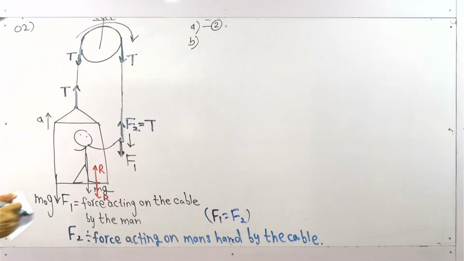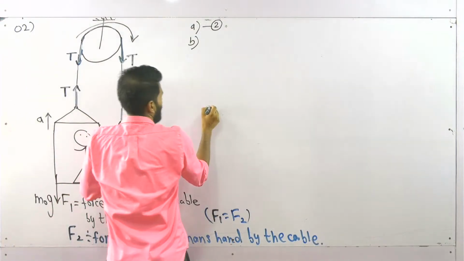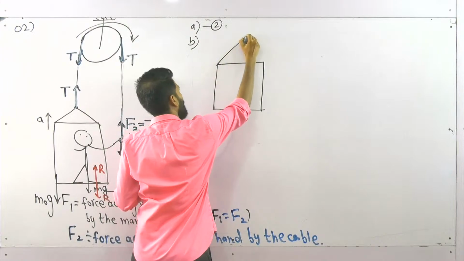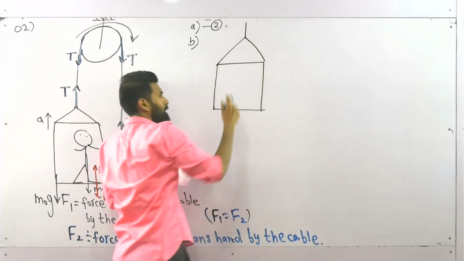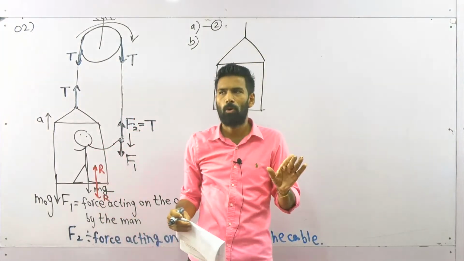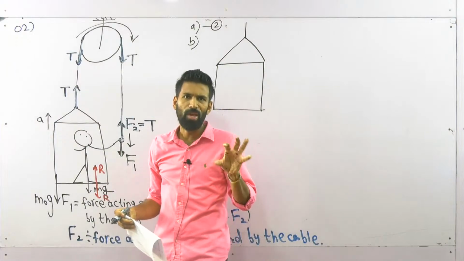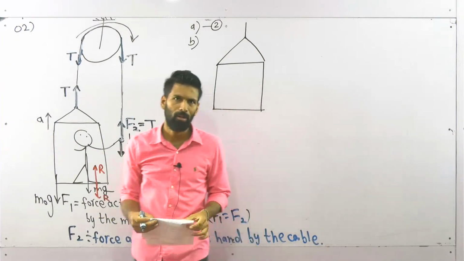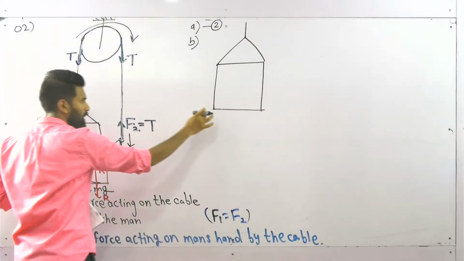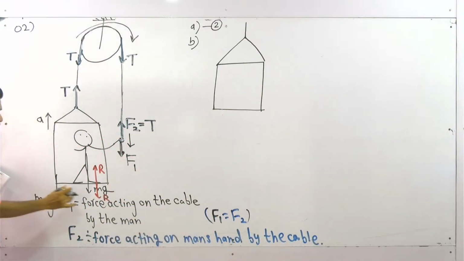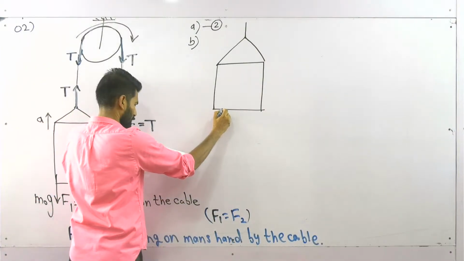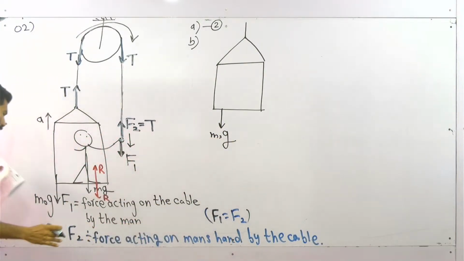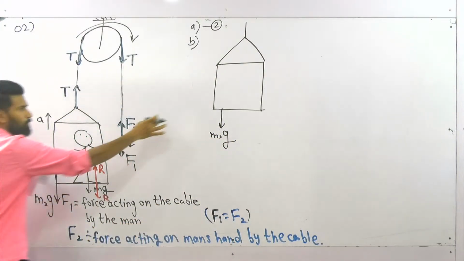Now I'm going to mark the external forces acting on the cage. In a free body diagram, we have to mark the external forces acting on that object. Now I am coming to the cage. The cage has its own weight, m2g. We have to mark that.